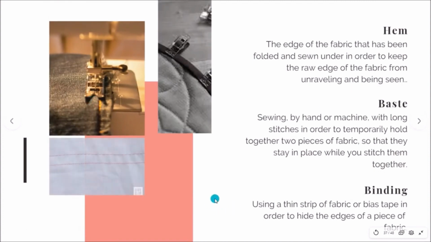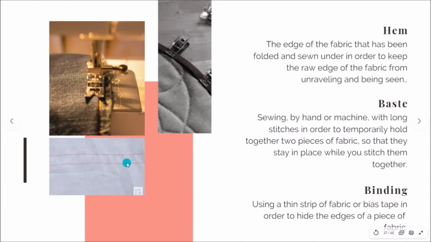Another thing you will need to know is the hem. The hem is the edge of the fabric that's been folded and sewn under in order to keep the raw edge from unraveling and being seen. So the hem is folded under so you don't see it. Then basting. To baste, you can sew by hand or machine with long stitches.